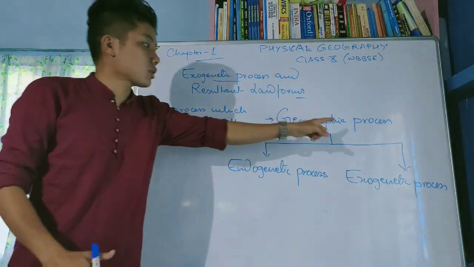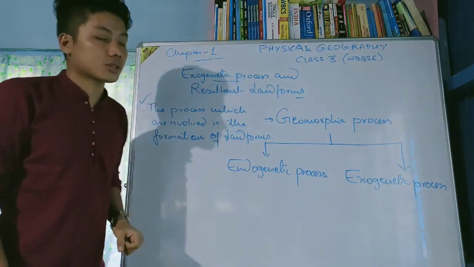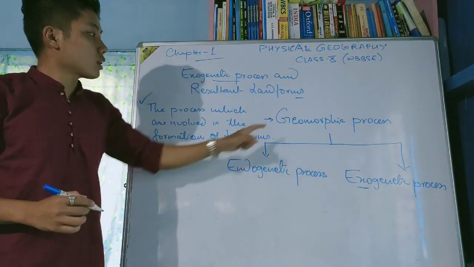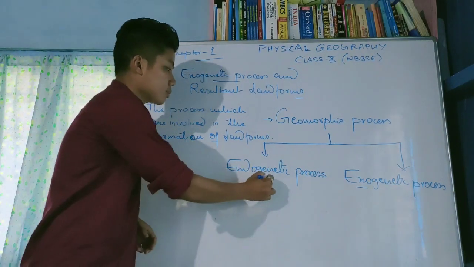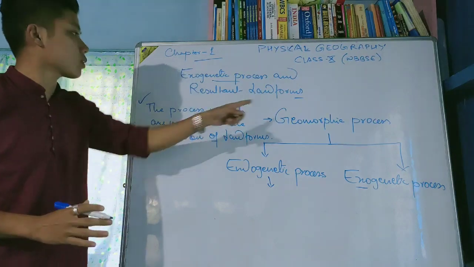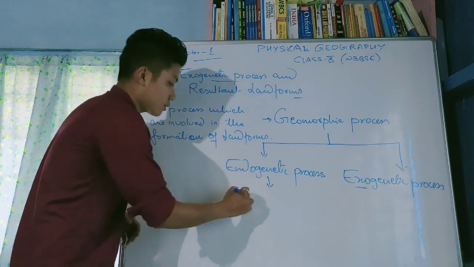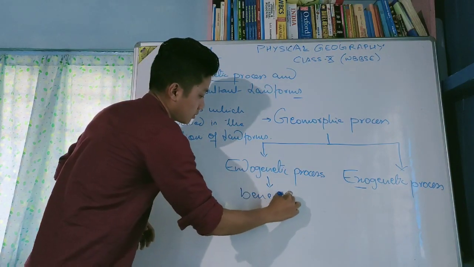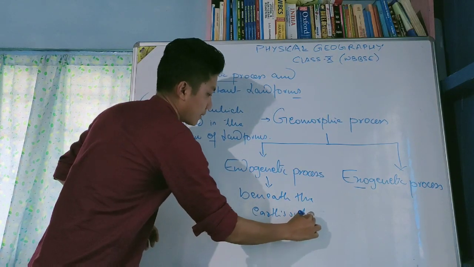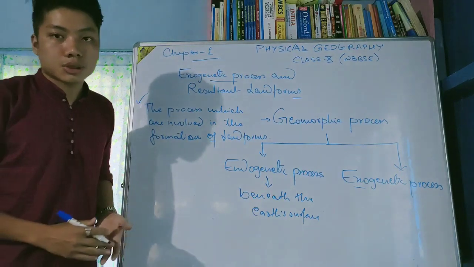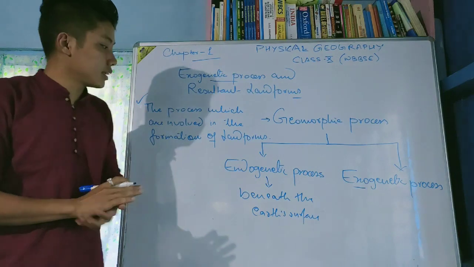Again, geomorphic process is divided into two parts. One is endogenetic process and the other is exogenetic process, which is in your syllabus. I also discussed what is endogenetic process. Endogenetic processes are those geomorphic processes which act beneath the earth surface. For example, volcanic eruption, plate movements, and earthquakes. All these are endogenetic processes.